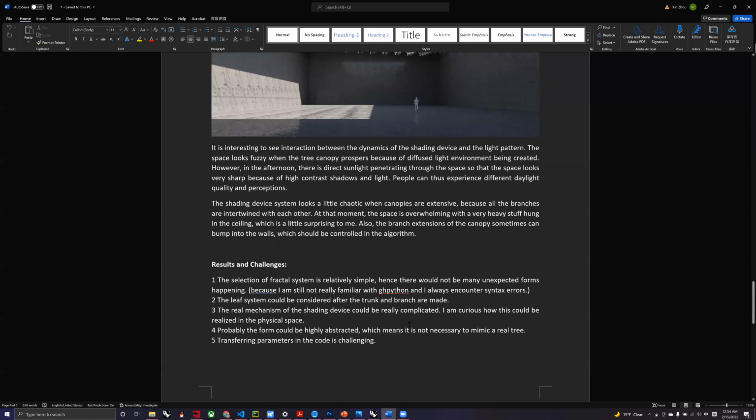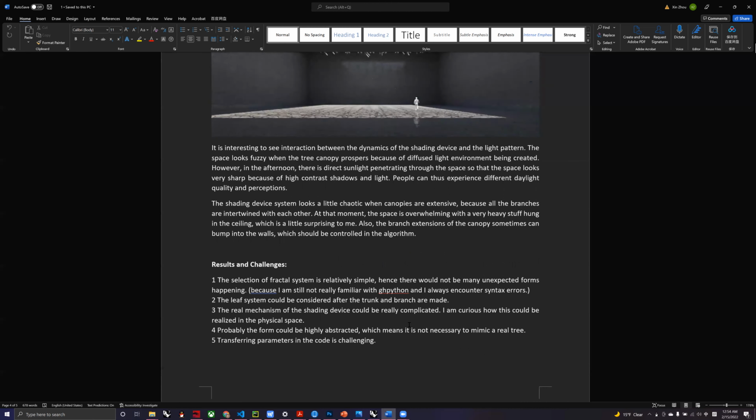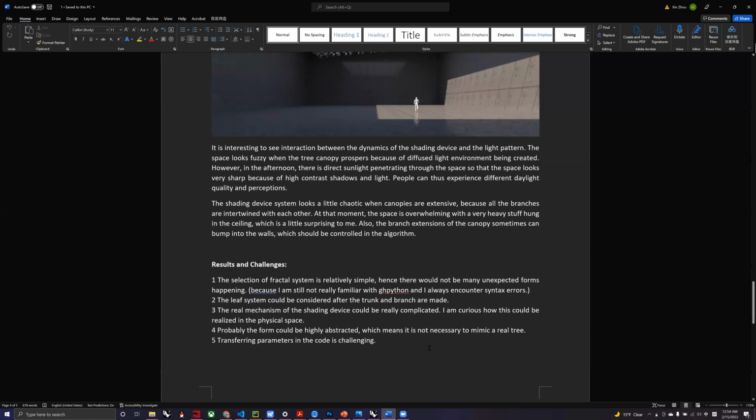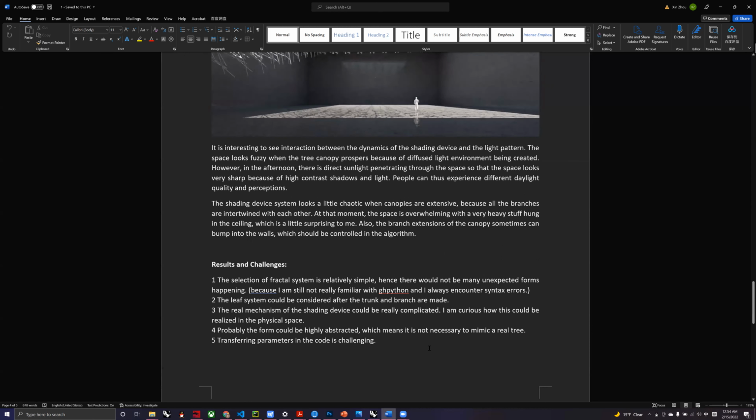During the coding, I found that transferring parameters is really challenging to me. And also, I'm not really familiar with Jython. I always encounter so many syntax errors.